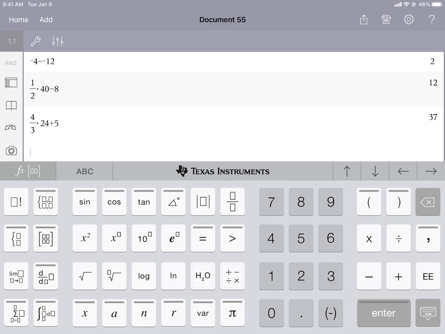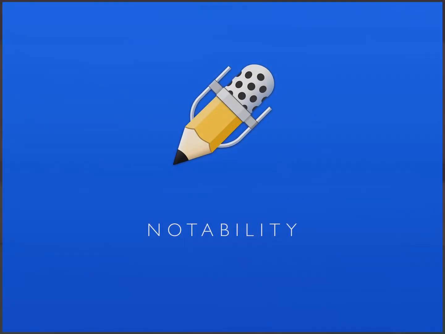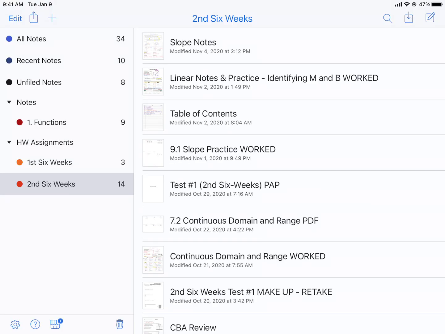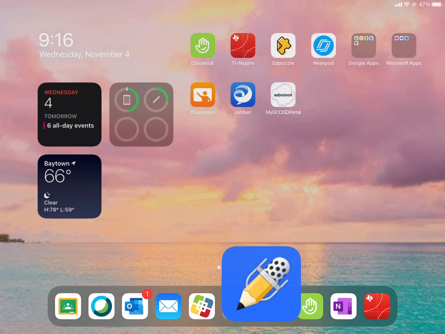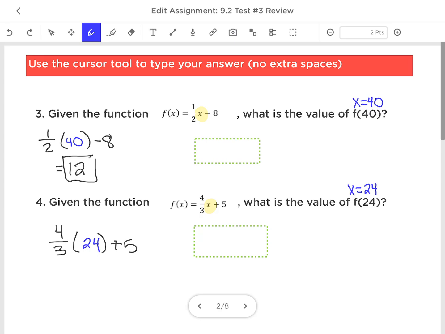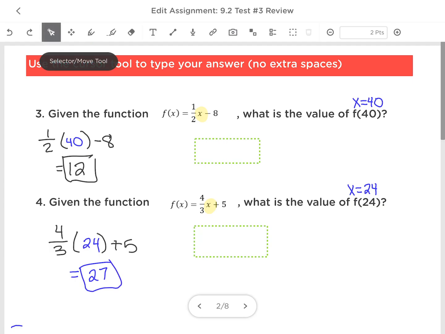I get 37. Oops, going to the wrong thing. Sorry, guys. So equals 27. Done. Again, you select the move cursor tool and you click the box and you just type it in.